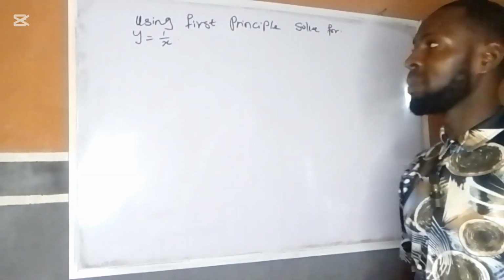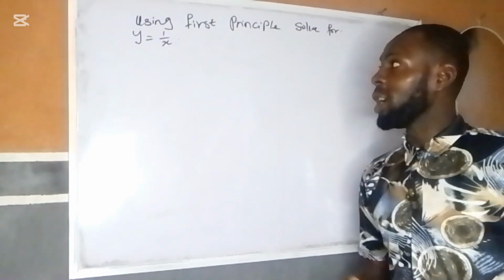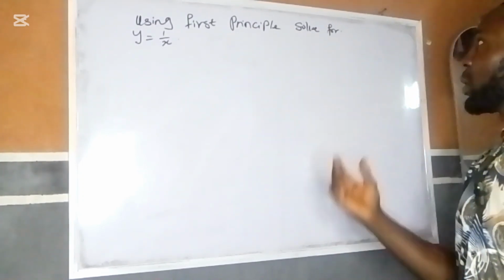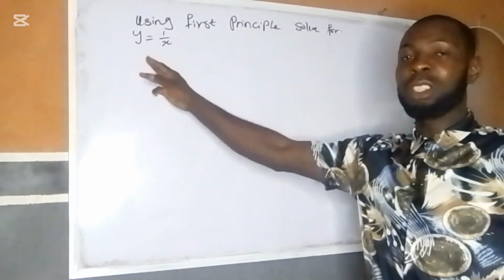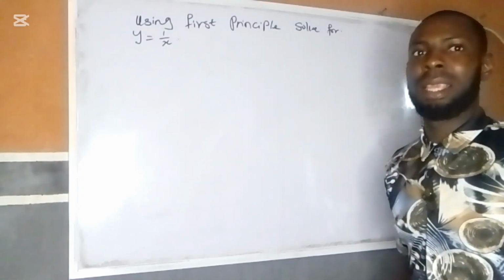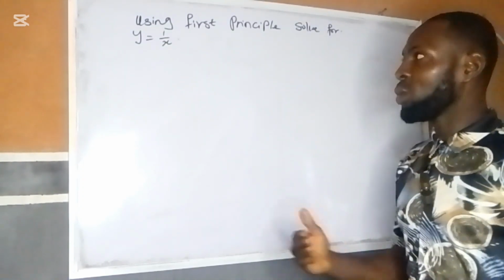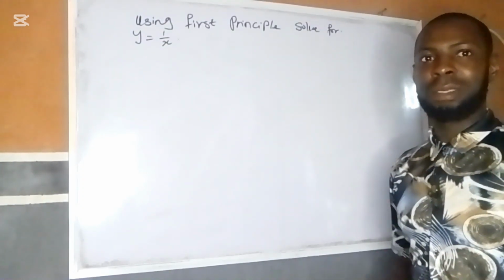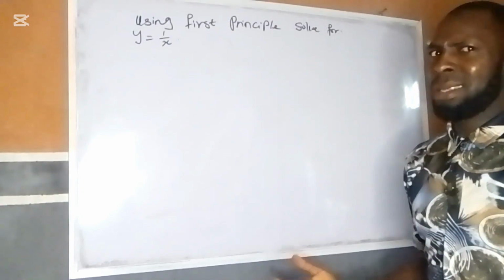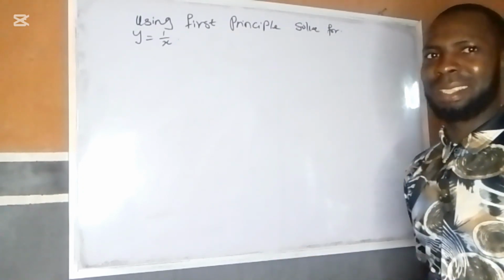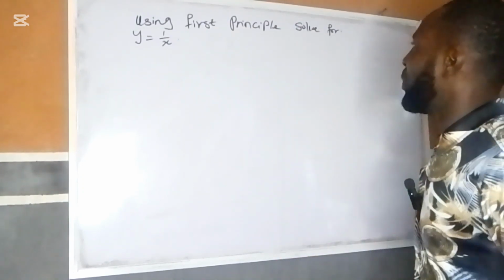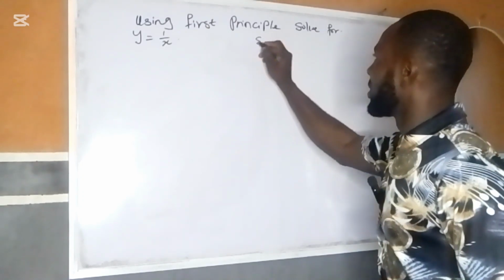We are still under the first principle as well, in which we are given that we should use the first principle to solve when y is equal to 1 all over x. We are asked to use our first principle to solve it again. So let's solve it. Let's see if it's simple. Okay, now let's write the solution.